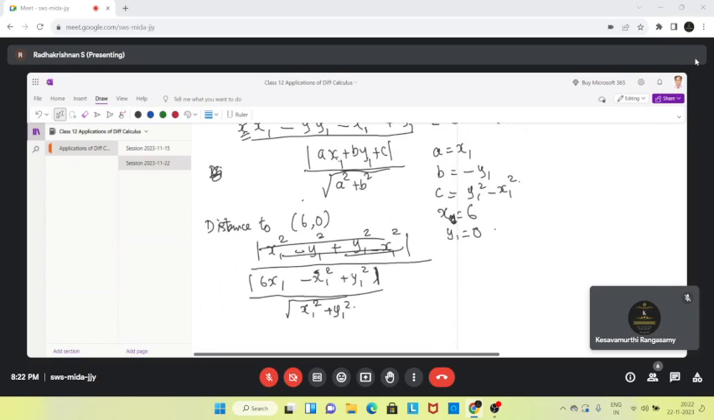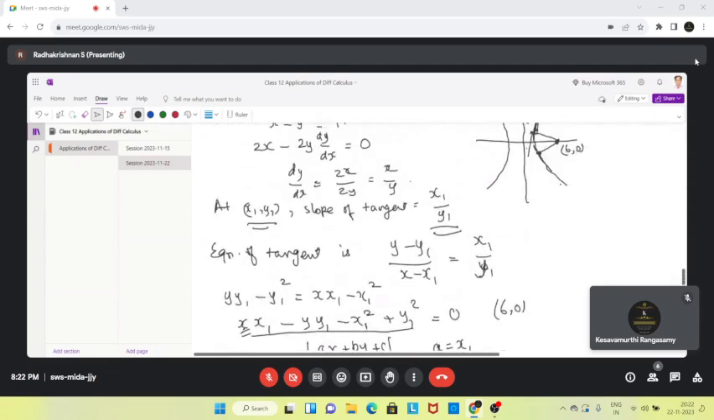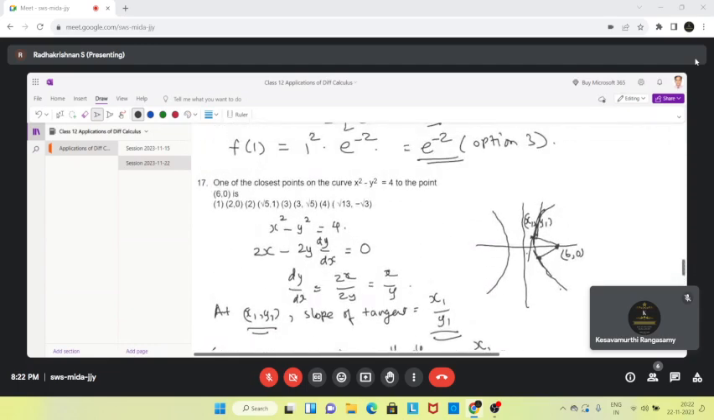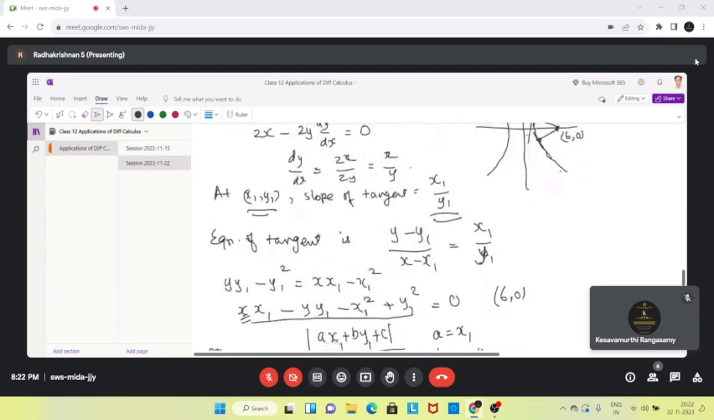Here what can we do, this y1 square minus x1 square is given as 4 because that is the equation of the hyperbola. So we can put it as 6x1 minus 4 divided by square root of, and here we are trying to simplify to one variable instead of two variables. So what can we do, x1 square plus y1 square is equal to, y1 square is equal to x1 square minus 4. Very good, correct.